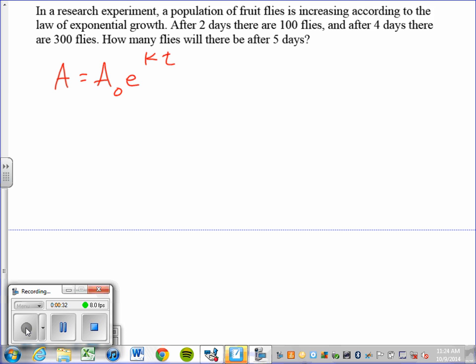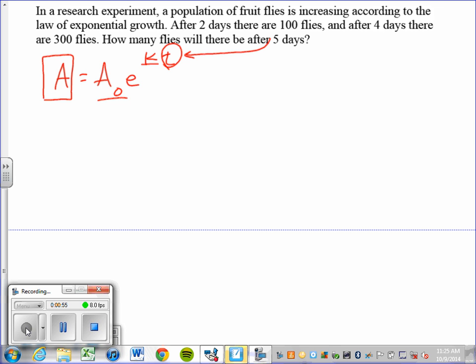So what do we know? Okay, do we know how many flies there were at the beginning? No. Do I know what the growth rate is? No. Do I know my time? Yes, I actually do know this. I know that this is 5. What I'm solving for is the population after a certain amount of growth.